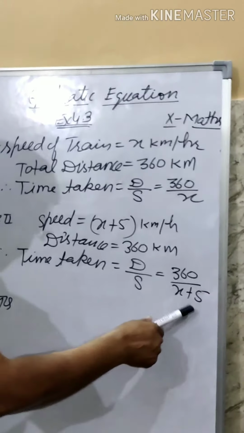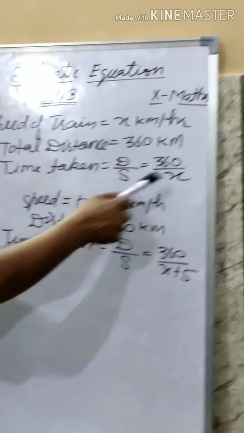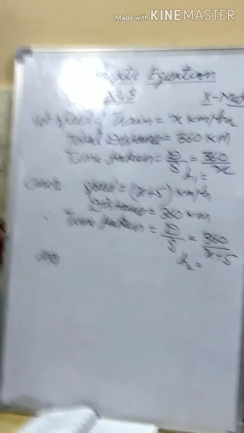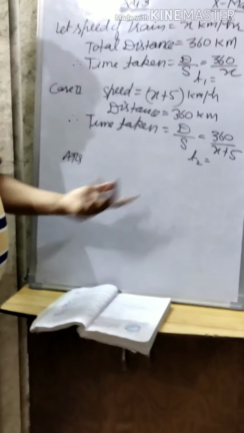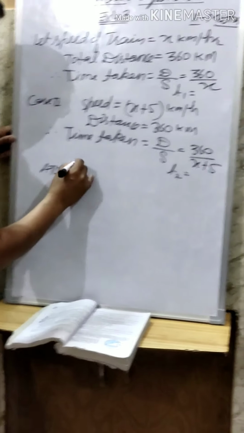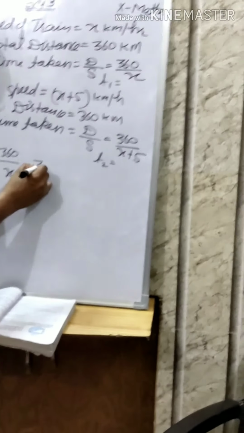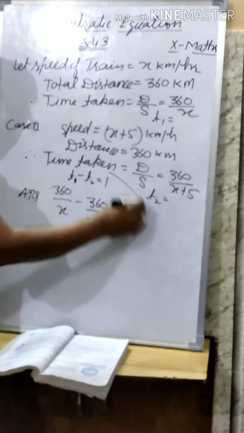When speed increases, it will take less time, and suppose this time is t1 and this time is t2. So in which case more time? In first case train will take more time, because when speed increases it will take less time. So more time minus less time. So you can say 360 upon x minus 360 upon x plus 5 is equal to 1 hour. It means time t1 minus t2 is equal to 1. Clear this?